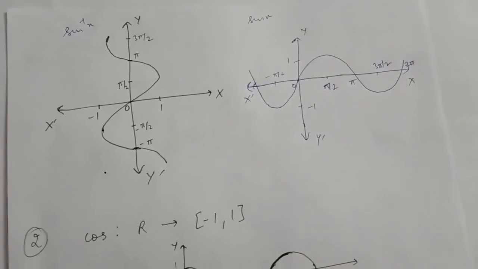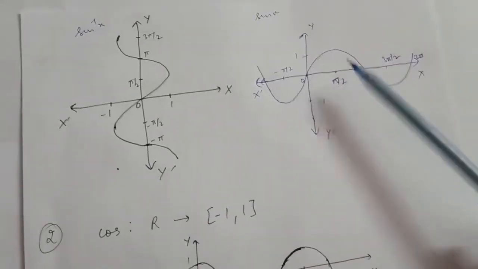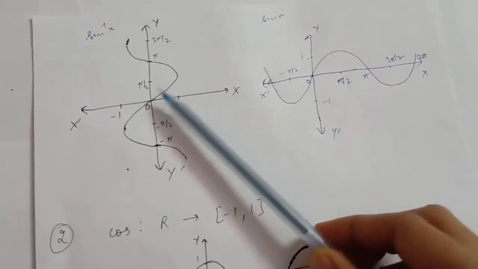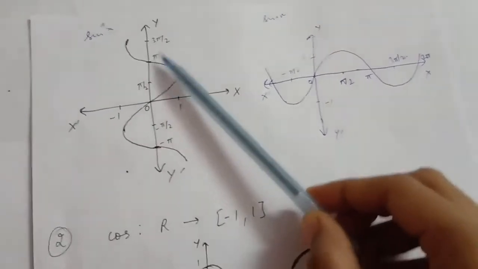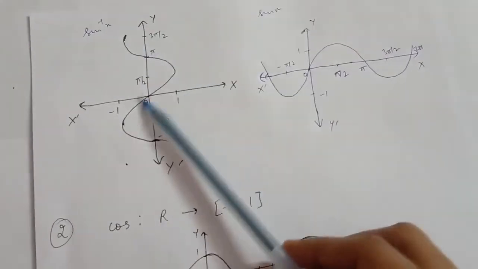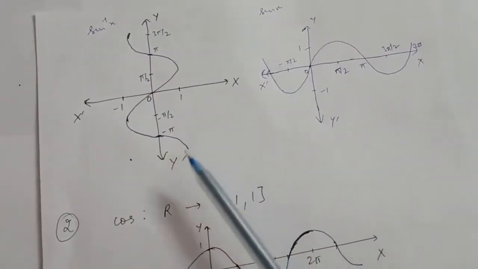Now see, this is the graph of sine x. In sine inverse x, because domain and range will interchange, right? Therefore the graph of sine inverse x will be like this, right?